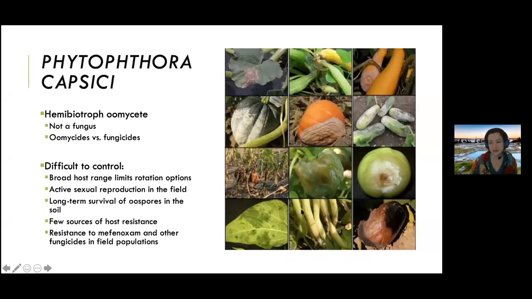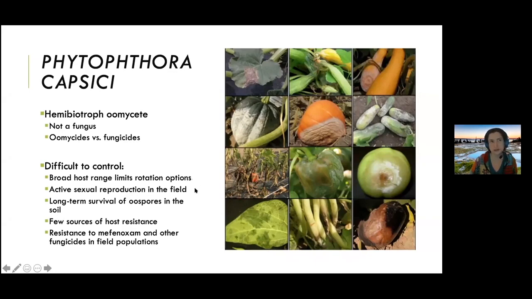So here you can see the typical symptoms that you see in a bunch of different hosts. As you know, it goes to many, many different crops that you all grow. A lot of folks are doing watermelons and peppers, which is a really hard rotation because peppers are also very susceptible.